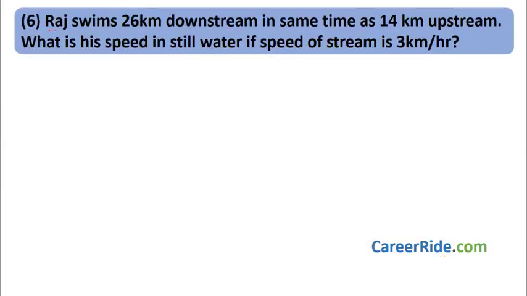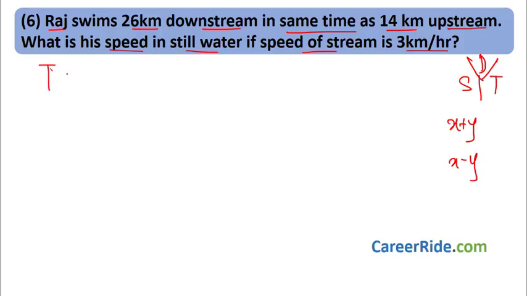Question number 6. Raj swims 26 kilometers downstream in same time as 14 kilometers upstream. What is his speed in still water if speed of the stream is 3 kilometers per hour? Again, d, s, t, and we will have x plus y and x minus y. Now here they have directly given same time. So time going upstream is same as time going downstream.